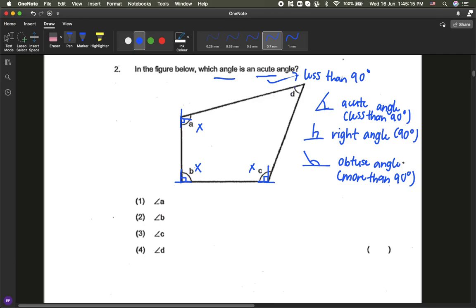And now we're left with the last angle here, angle D. Let's see if it is an acute angle. Okay, so here's the right angle that I drew, which is 90 degrees. And we can see that angle D is actually less than 90 degrees. So our answer here is angle D, which is an acute angle that is less than 90 degrees. So the answer for this question is option 4.